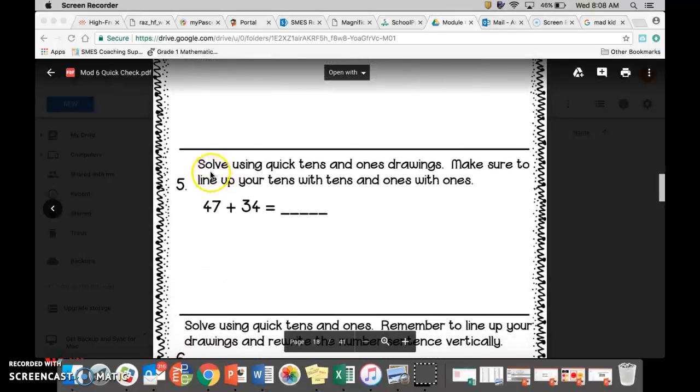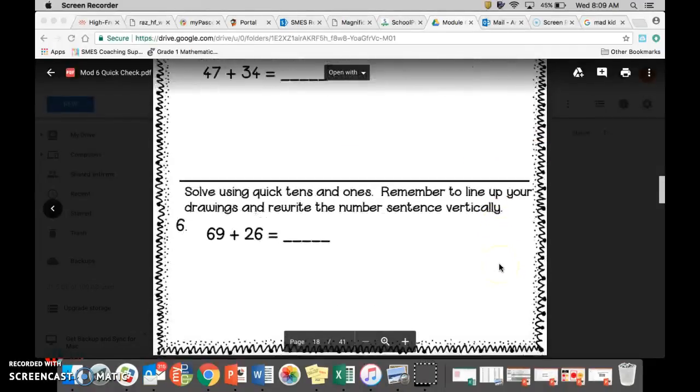Number 5. Solve using quick tens and ones drawings. Make sure to line up your tens with your tens and your ones with your ones. Remember, now you have to show me the picture. You need to show me your tens and your ones, and your tens and your ones.